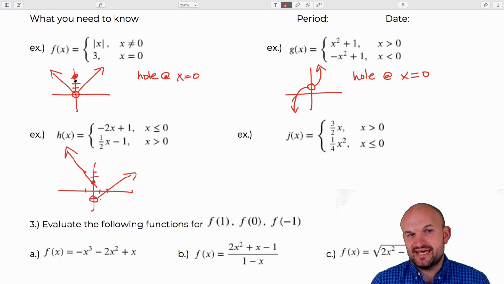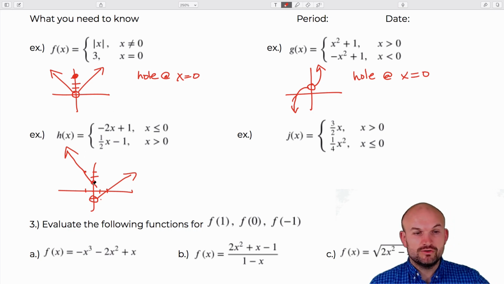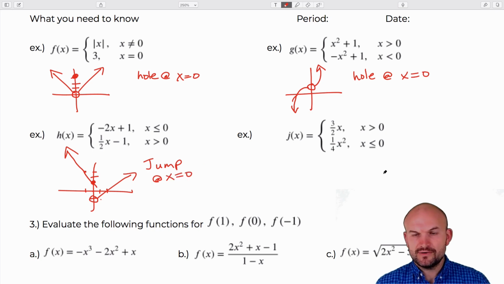Even though this is defined later, there's still that undefined value portion of the graph. Whereas with this graph, you literally have to jump from one to the next. So therefore, this has a jump at x equals 0.